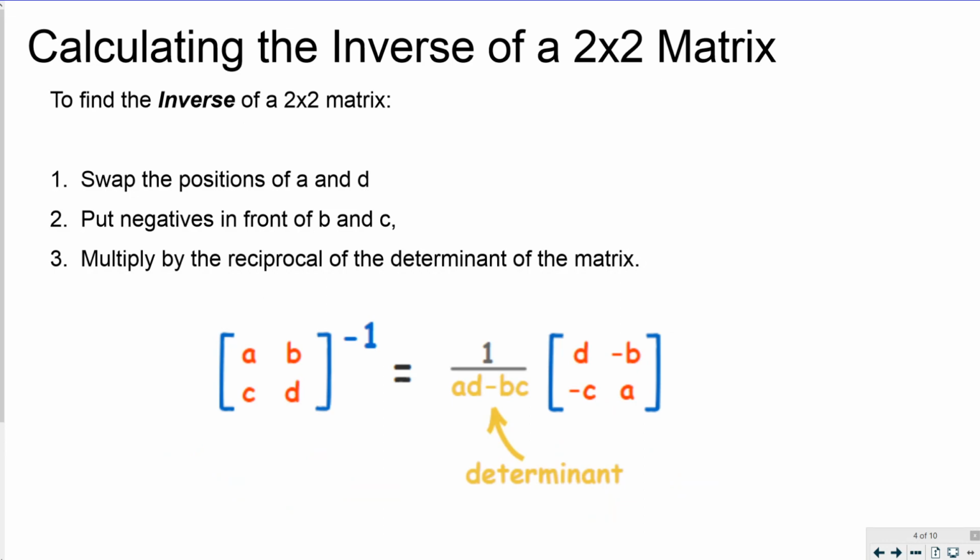If you want to calculate the inverse of a 2x2 matrix, use the following step-by-step process. You're going to swap the positions of A and D. You're going to make B and C negative, meaning you flip their sign. Then you take the determinant of the original 2x2 matrix, put 1 over that in front, and use that as a scalar for the 2x2 matrix.